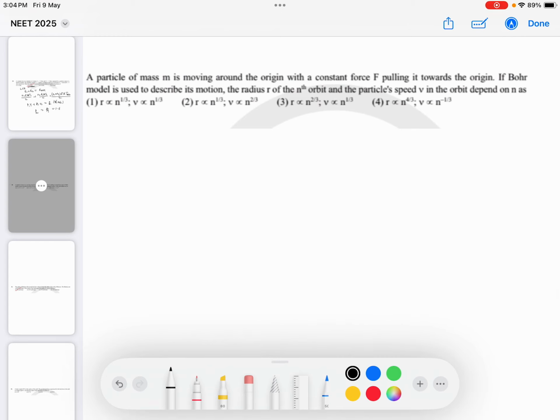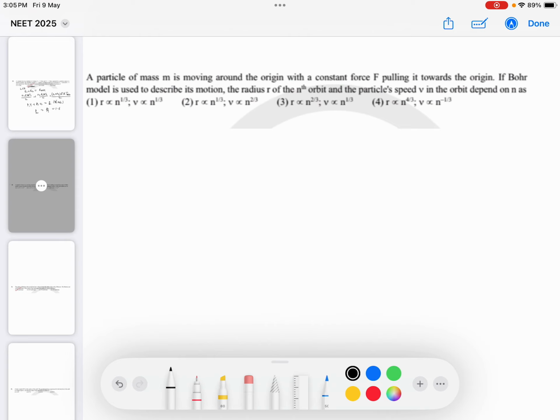Next one. A particle of mass m is moving around the origin with constant force capital F pulling towards the origin. Bohr's model is used to describe the motion. The radius of the nth orbit and particle speed v in the orbit depend on what. So this topic belongs to your atoms topic.